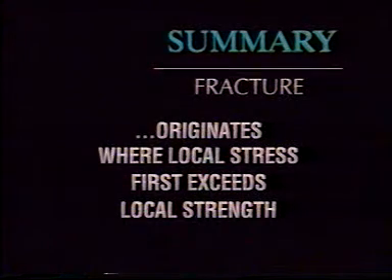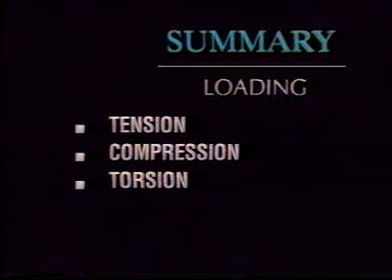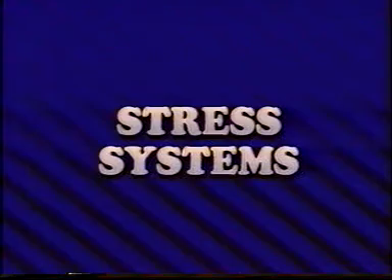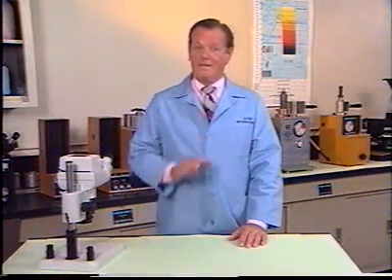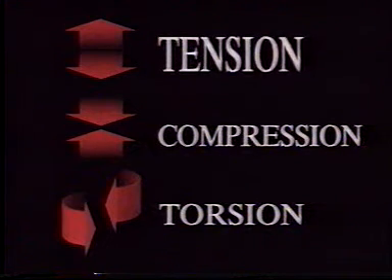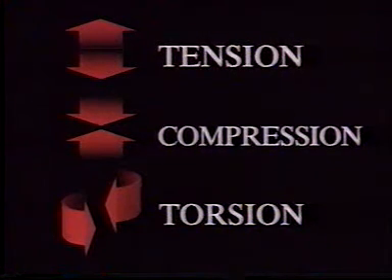Fracture can originate wherever the local stress first exceeds the local strength. Parts can be loaded in tension, compression, torsion, bending, gross macroscopic shear, or any combination of these. The stress systems that can exist within a single part or component can be extremely complex, making it very difficult for even an experienced failure analyst to unravel. All three systems, tension, torsion, and compression, can exist together, each acting on one another. This interaction of stresses can confuse the evidence.